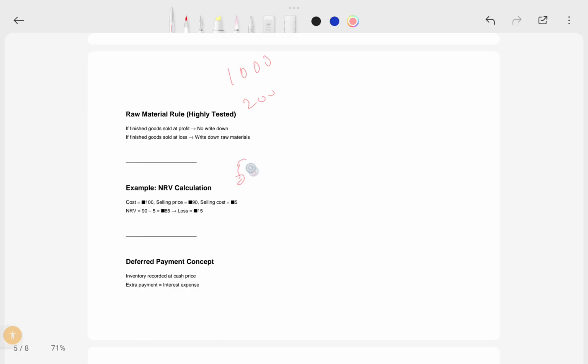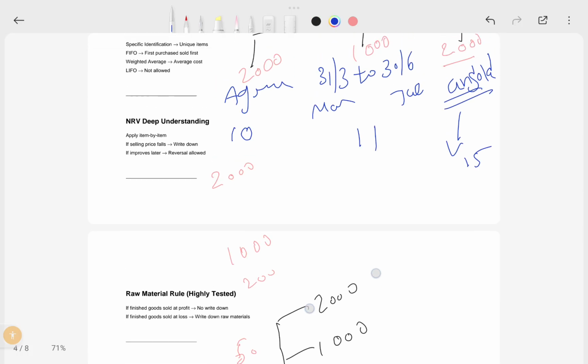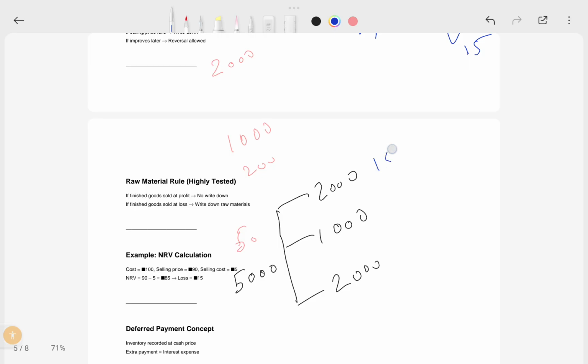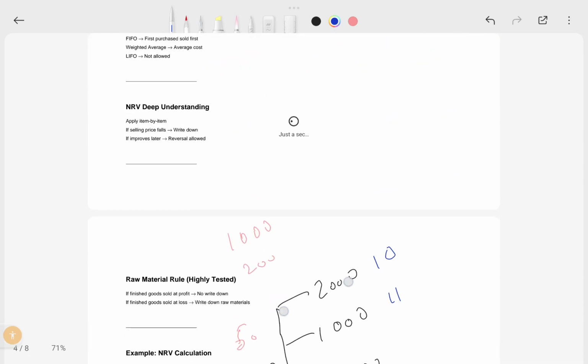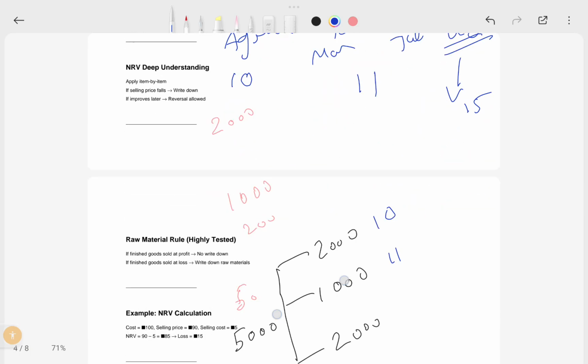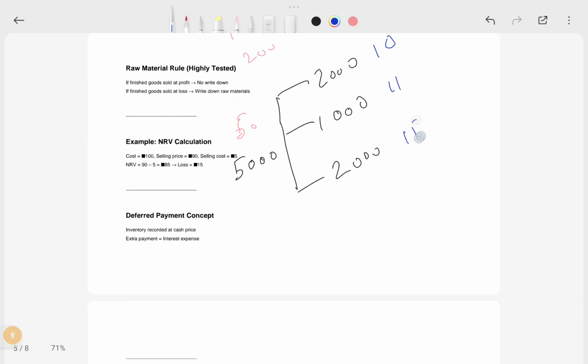Say total 5000 stock is there. In this you need to divide: 2000 is for agreement, 1000 is sold between the dates, and 2000 is stock as on reporting date. Here, what is the contract rate? 10 is the contract rate, and what is the sales price between these dates? This is 12, and the unsold product expected price is 15.